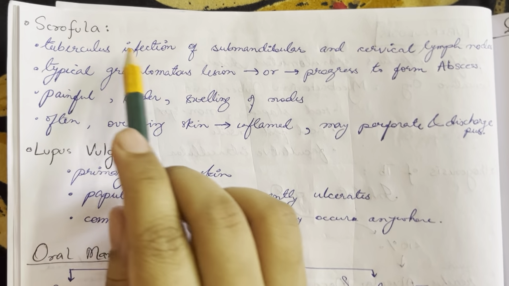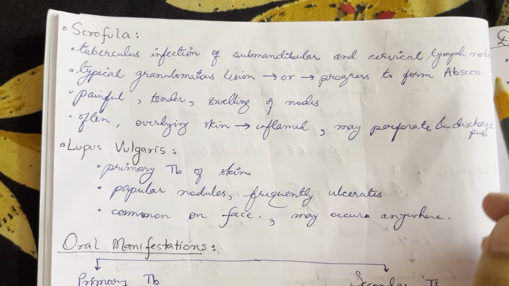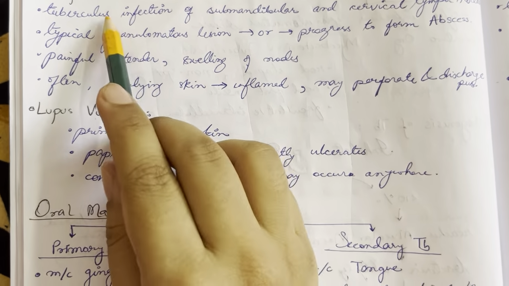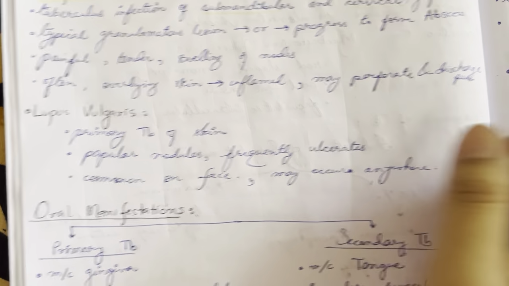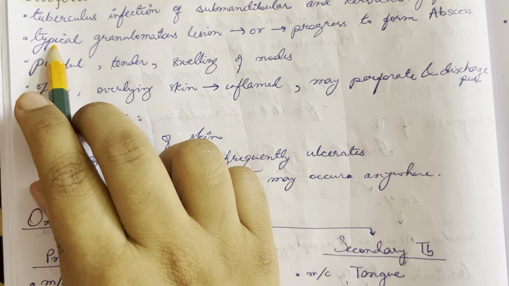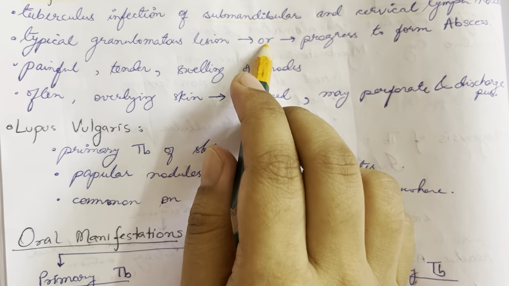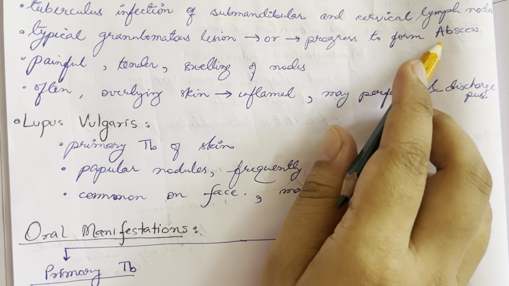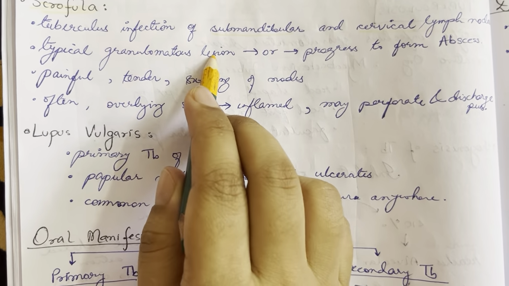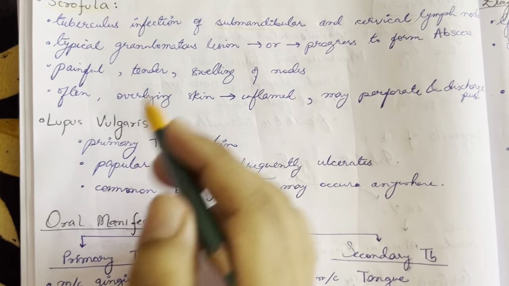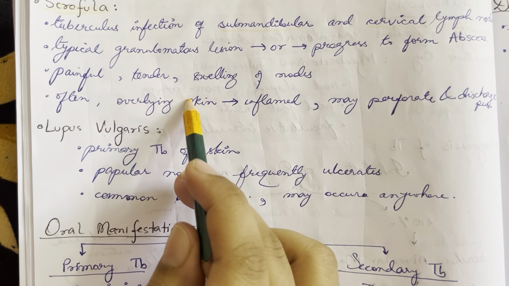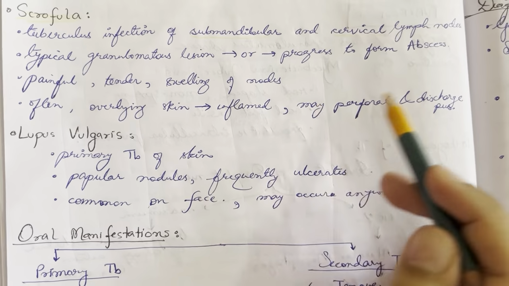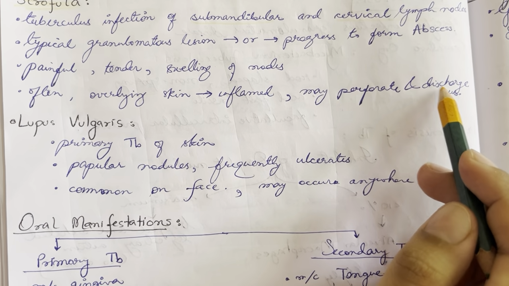Then, coming to a few terminologies like scrofula and lupus vulgaris. Scrofula is the tuberculous infection of submandibular and cervical lymph nodes. We will see swelling there. It will show as a typical granulomatous lesion, or sometimes it can progress to form abscess. It is painless, tender, and there is swelling of the nodes. Often the overlying skin may be inflamed, and then it can perforate and produce some discharge.